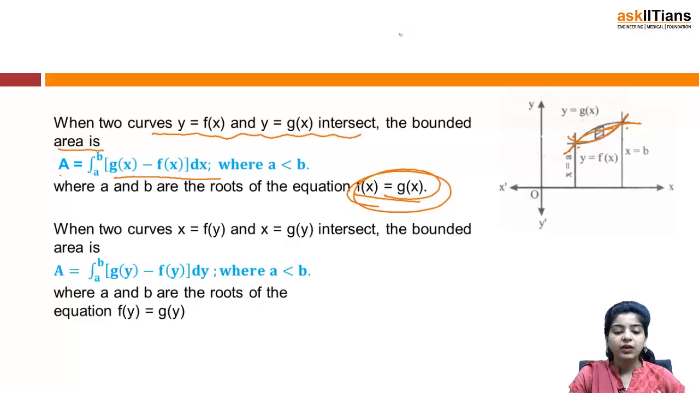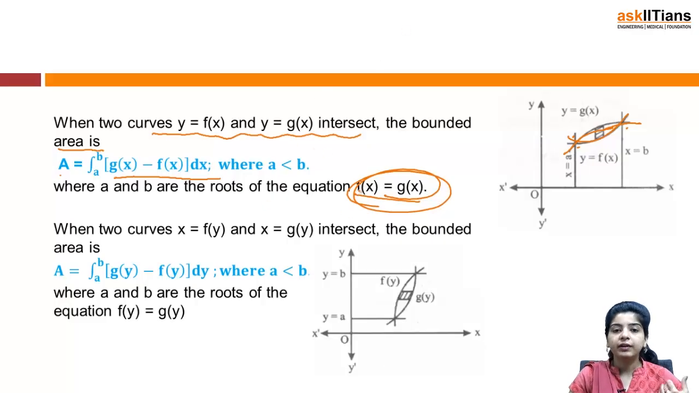Again, parallel to this, when two curves are of the form x equal to fy and x equal to gy and they are intersecting, and a and b are the roots of the equation fy equal to gy, then the area would be given by integral a to b of gy minus fy dy, where a is less than b. The area enclosed by gy would be this area, then the area enclosed by fy would be this area. So ultimately once we subtract, we will get this area, right?